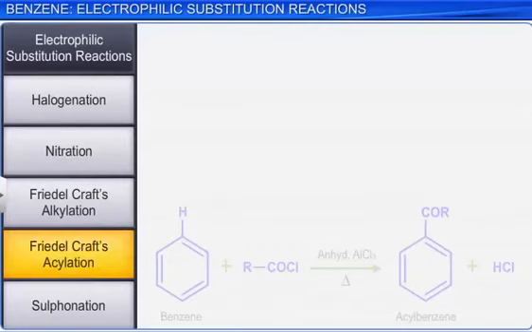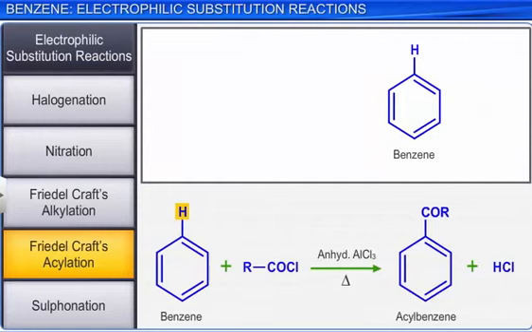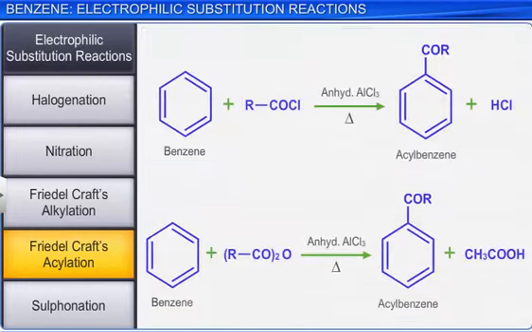Now let's look at the acylation reaction. When the hydrogen atom in a benzene ring is replaced by the acyl group, it is known as acylation reaction. When benzene is treated with acyl halide or acid anhydride in the presence of anhydrous aluminium chloride, benzene forms acylbenzene. This reaction is called the Friedel-Crafts acylation.